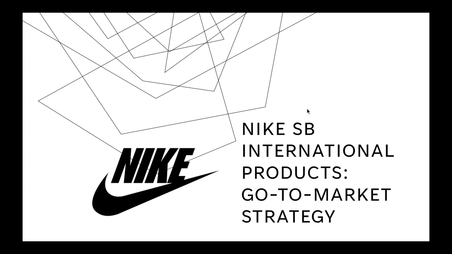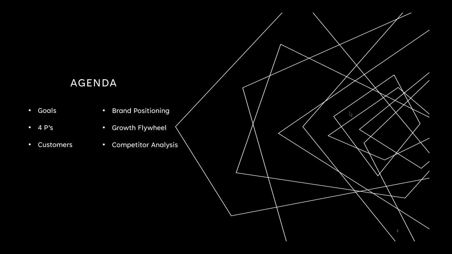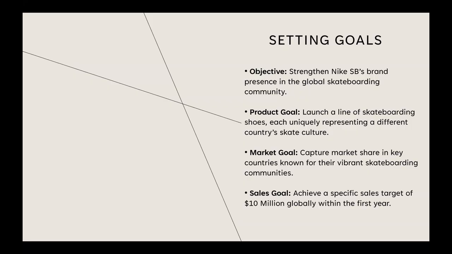All right, welcome to my go-to-market strategy for Nike SB. My product line that I want to develop is a line of international products that pay homage to different countries where skateboarding has become more and more popular and has professional athletes in those countries. So the agenda for today will be going through goals with this product line, the four Ps, ideal customers, brand positioning, growth flywheels, and everything entailed with that, such as metrics, sales channels, everything, and then competitor analysis as well.